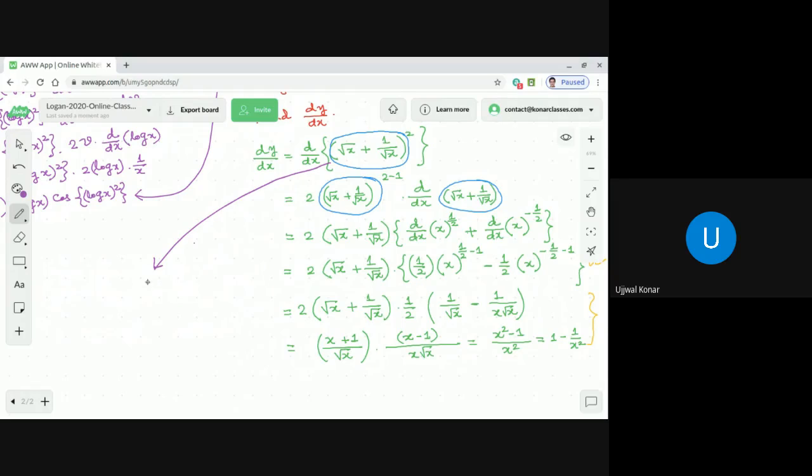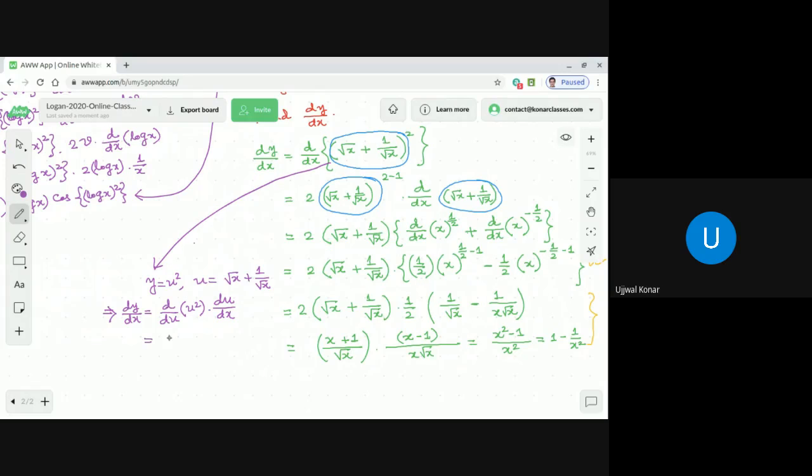So what do we get? We get y is equal to u square, where u is equal to square root of x plus 1 by square root of x. Correct or not? So this implies dy/dx is equal to d/du of y, that is u square, into du/dx.